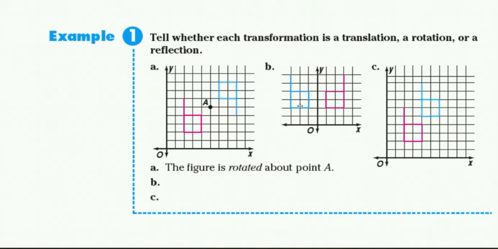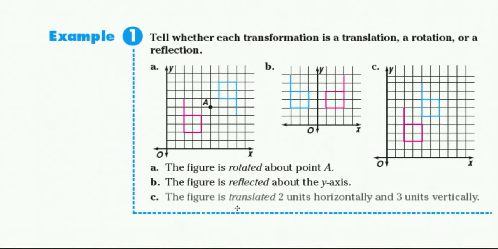And letter B, if you look at this figure, the blue figure was flipped over the y-axis, which is our line of reflection. So that's a reflection right there. And figure C, we simply slid the blue figure to become the pink figure. By sliding, we know that it is a translation.